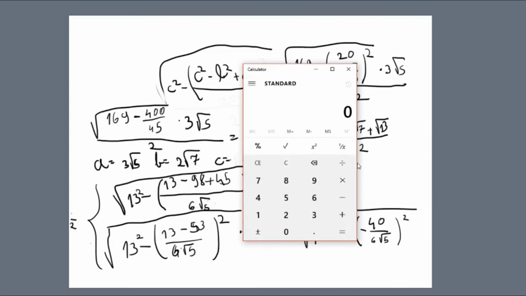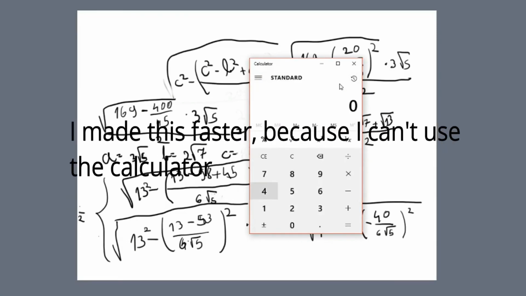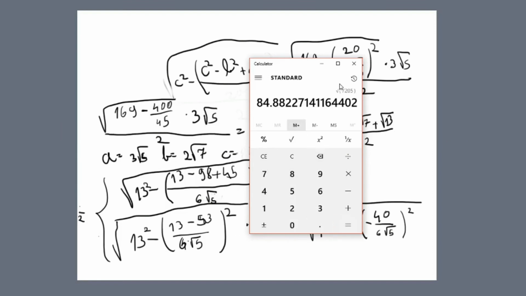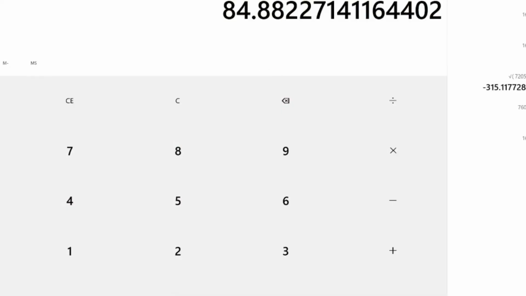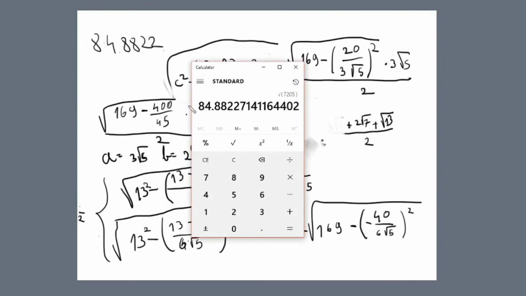1 second. Good, it's 169. I hate this. My god, I hate this calculator. 169 multiplied by 45 minus 400. Take the square root and you get this number. I'm going to write it down because I don't trust this calculator anymore. 84.8822. I'm not going to take the square roots and all that. I'm just going to calculate everything.